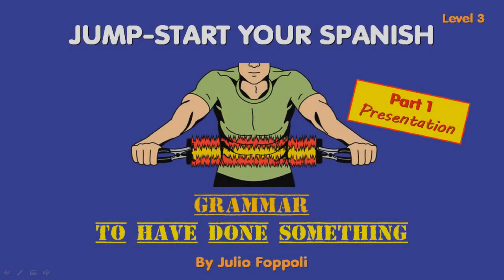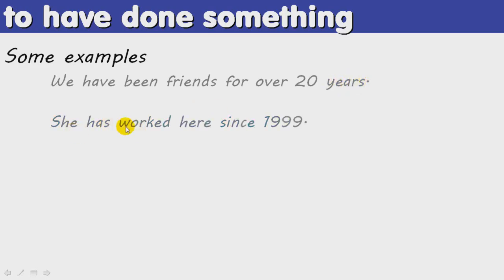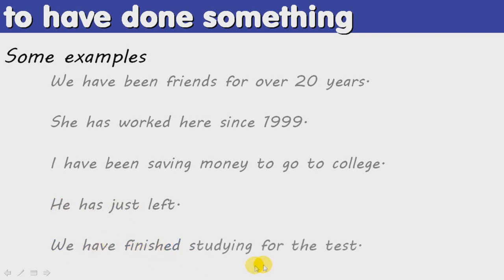Hi! In this video series, to have done something. Let's see some examples of this in action in English. We have been friends for over 20 years. She has worked here since 1999. I have been saving money to go to college. He has just left. We have finished studying for the test.